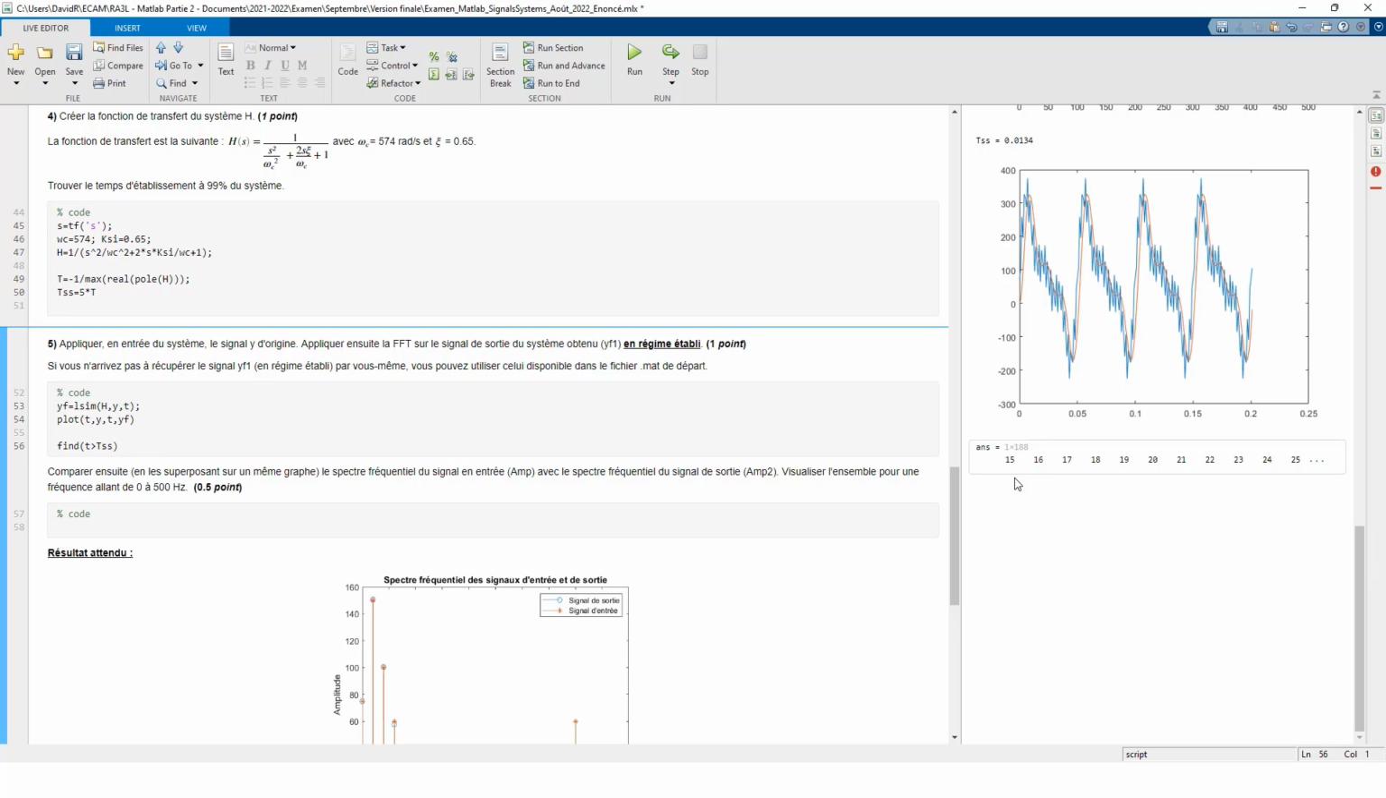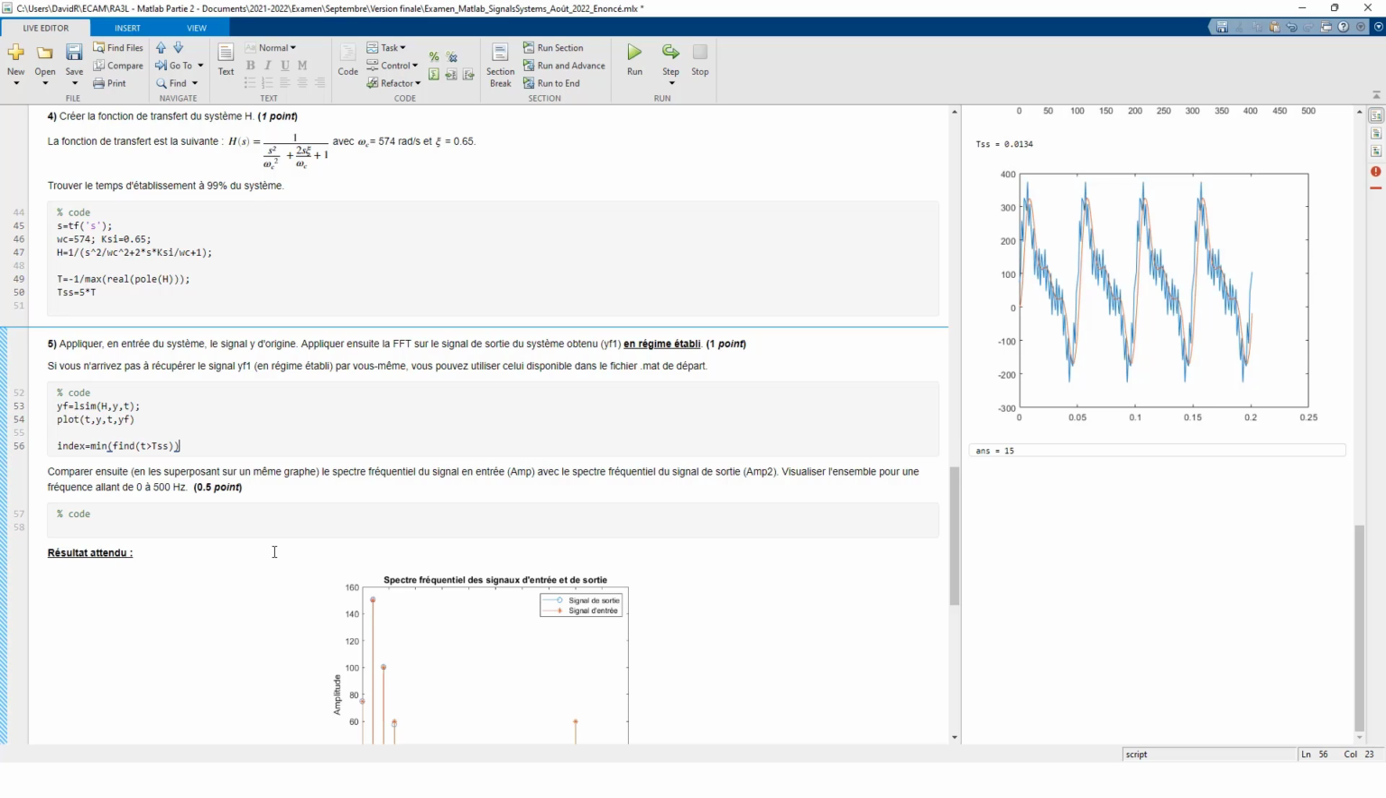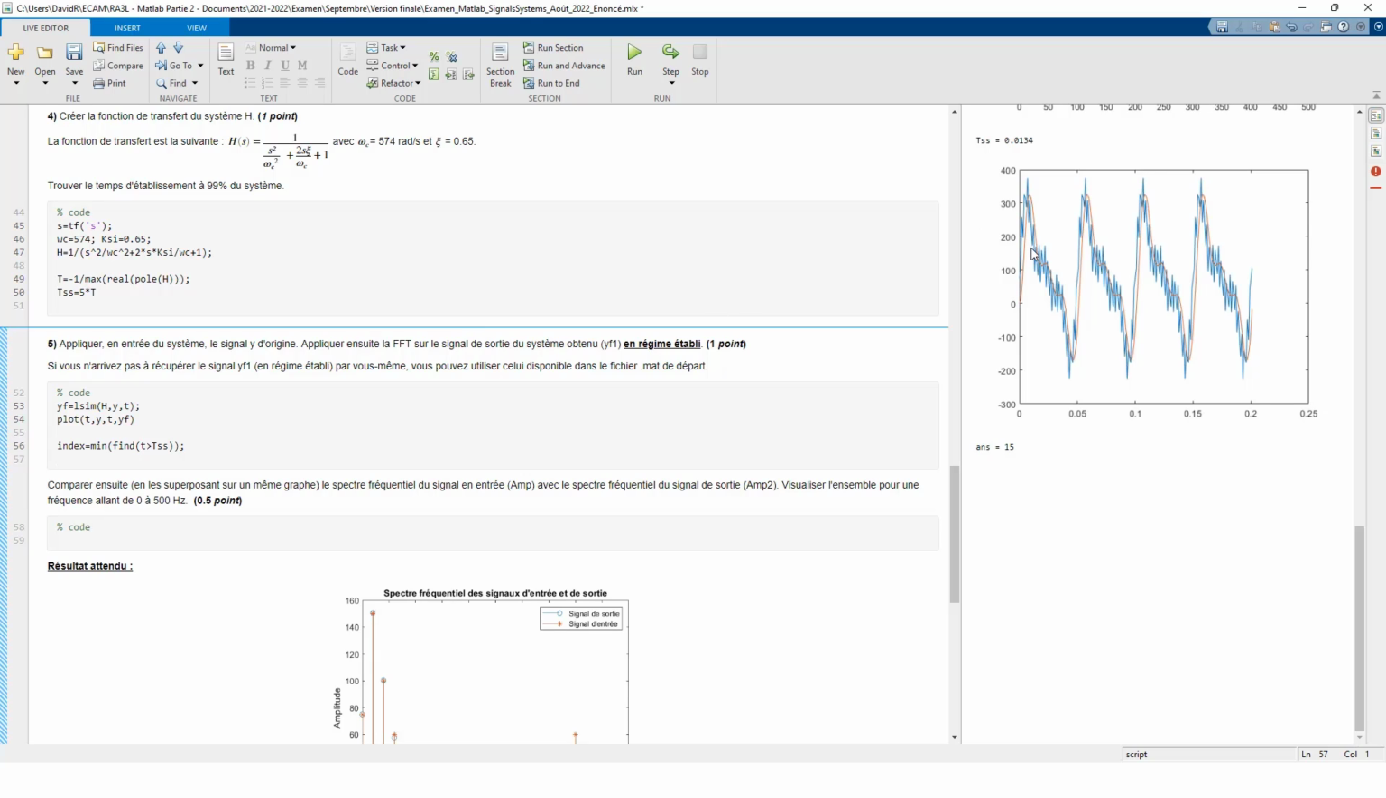Moi, ce qui m'intéresse, c'est de voir quel est le premier élément à partir duquel je suis en régime établi. Donc, je vais prendre la valeur la plus petite. Et cette valeur-là, c'est simplement un index que je vais mémoriser dans la variable index pour me dire qu'à partir de cet index, je suis en régime établi. Et ce que je vais donc faire, c'est maintenant récupérer mon signal orange, mais seulement à partir de ce régime établi.